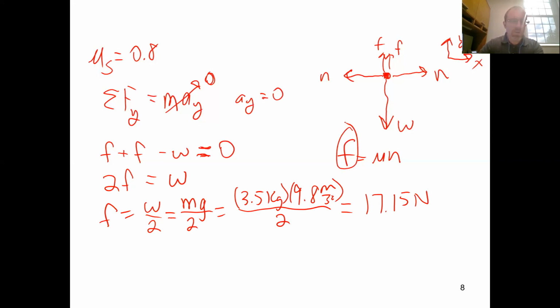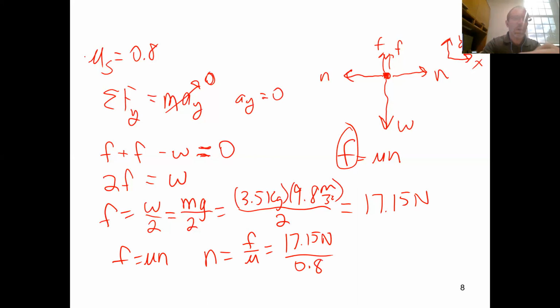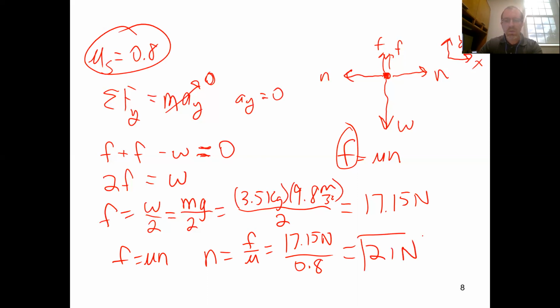Well, I'll take my fun equation. There's fun. And I know that if I rearrange this, divide both sides by mu, my normal force is equal to friction over mu. This is 17.15 newtons divided by my value for my coefficient of static friction, 0.8. And I get out that the normal force that I have to push with is 21 newtons.